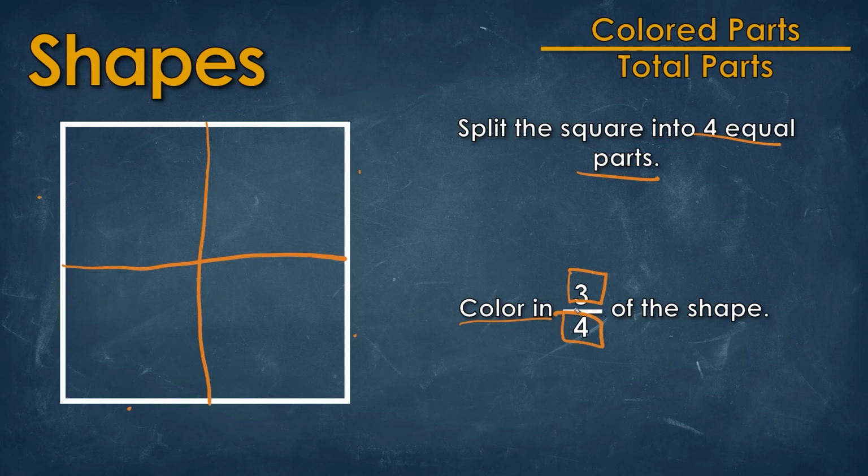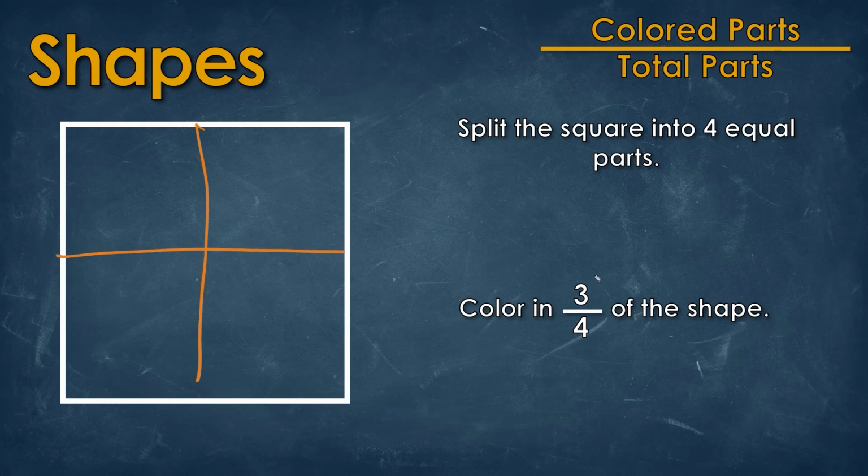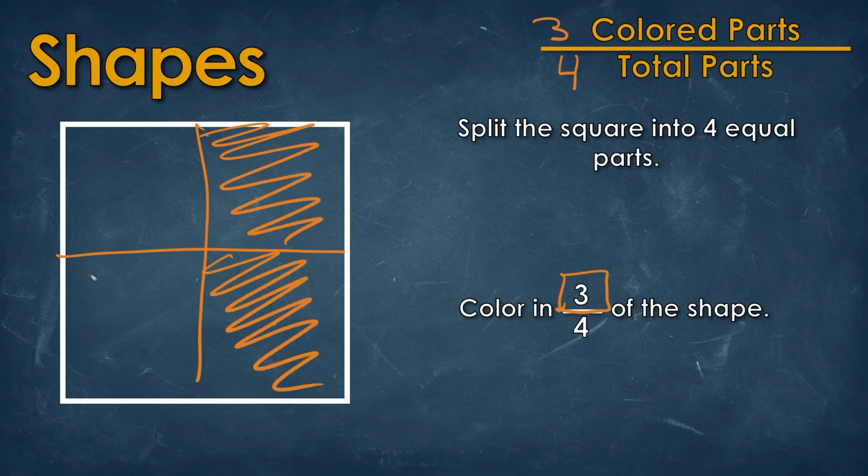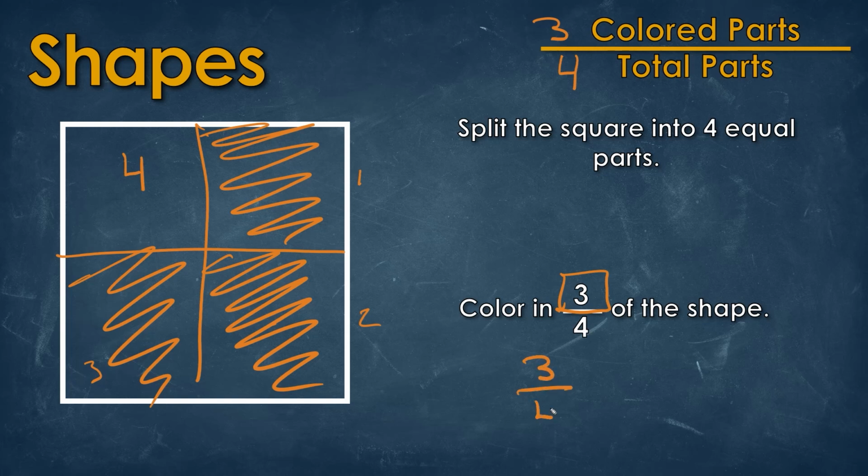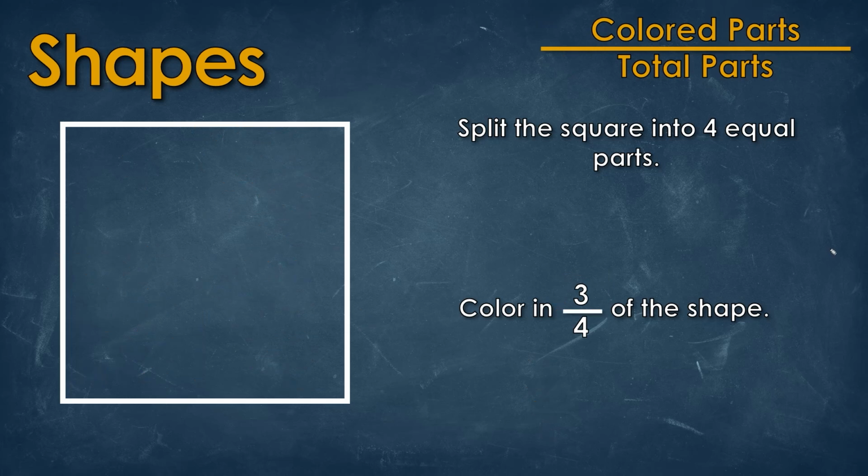So if we want to color 3/4 of the shape, we know that the 3 corresponds to the amount of parts colored out of the total amount of parts. Well, I know that there are 4 total parts, and I need 3, this top number, to be colored in. So we go 1, 2, 3. So we have colored in 1, 2, 3 out of 4 parts. So 3 out of 4 parts are colored. Let's try another example.